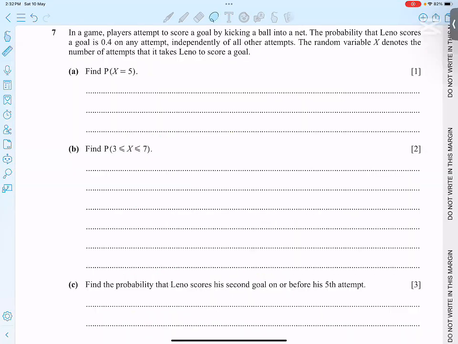Question number 7, we have students. In a game, players attempt to score a goal by kicking a ball into a net. The probability that L scores a goal is 0.4 on any attempt. Independent means this attempt could be the first attempt, second attempt, third, whenever, the chance of scoring a goal is 0.4.